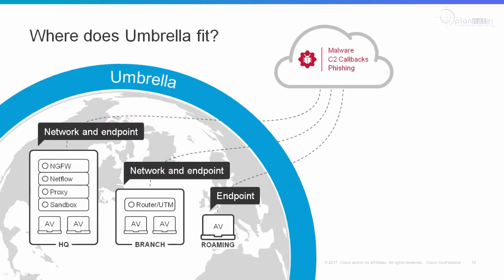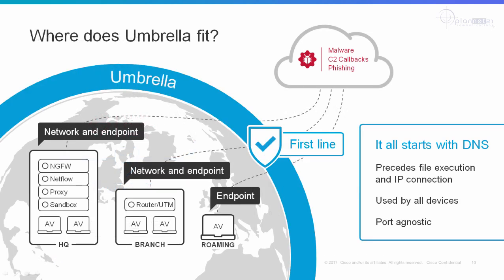Think about where you enforce security today. What do you use to protect your network and your endpoints? You probably have a range of products deployed at corporate headquarters and branch offices on roaming laptops. There are many ways that malware can get in, which is why it's important to have multiple layers of security. Umbrella can be the first layer of defense against threats by preventing devices from connecting to malicious or likely malicious sites in the first place, which significantly reduces the chance of malware getting to your network or your endpoints.